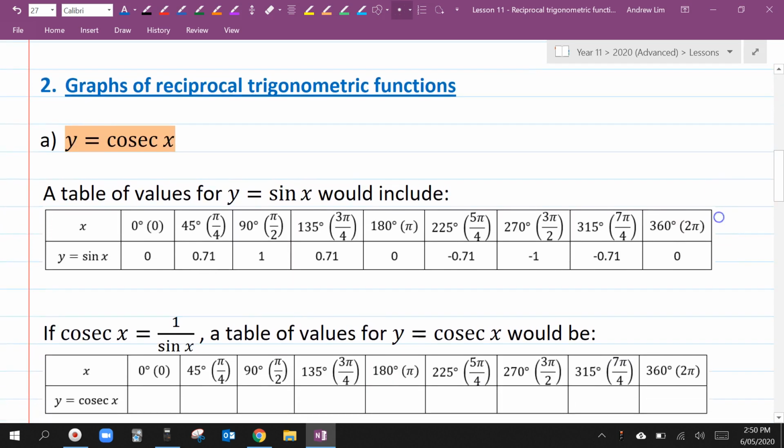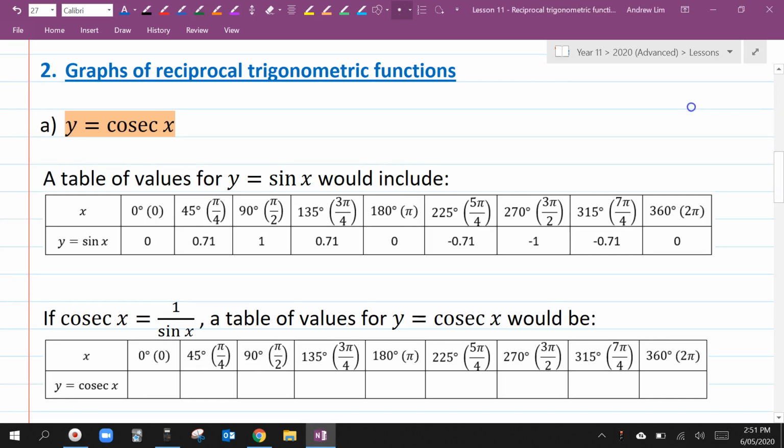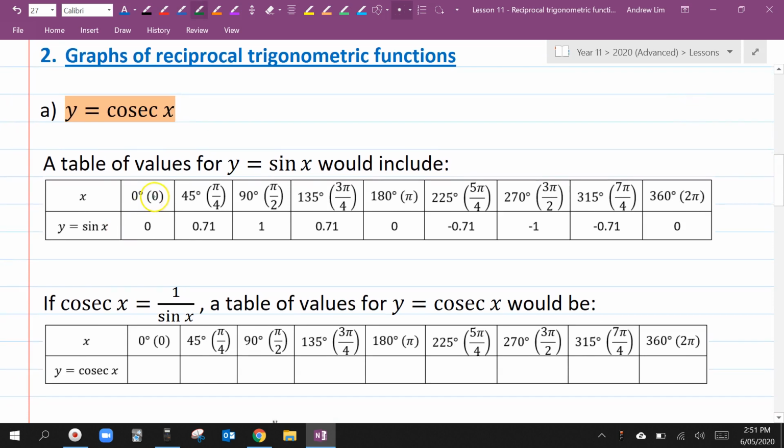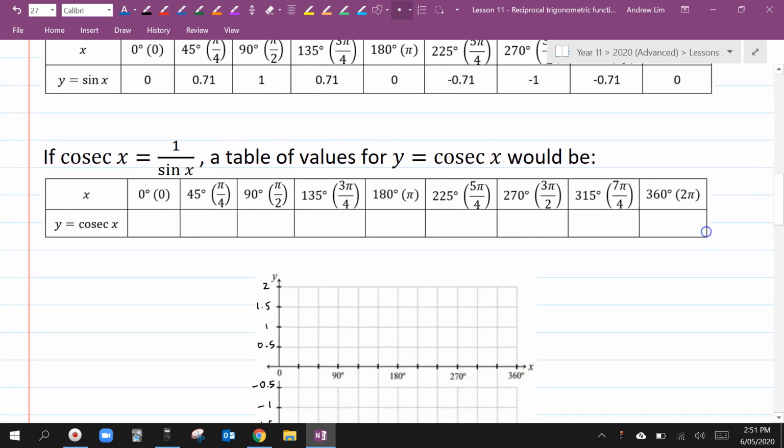What do they look like? Let's have a look at the first one, y equals cosecant x. A table of values for y equals sine x would include these. So sine of 0 is equal to 0. Sine of 45 degrees, in our calculator, rounds to about 0.71. If we do sine of pi on 2 in radians mode, our calculator will give us an answer of 1, or 90 degrees in degrees mode. Okay? So when we graph this out, it would look something like this.